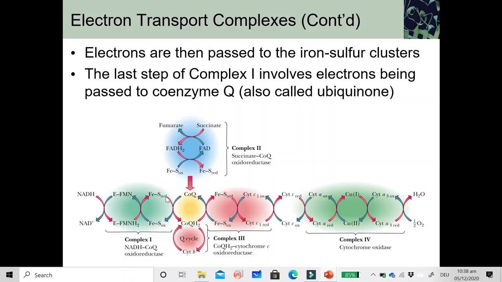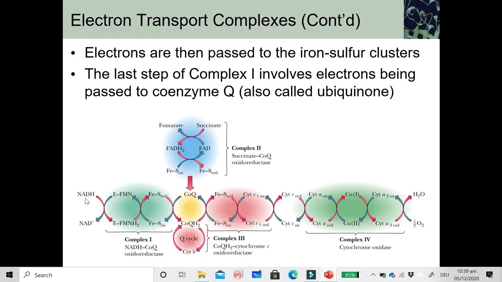Here you also, in complex 1, generate coenzyme Q as a result. So you can think of complex 1 and 2 as both increasing the pools of coenzyme Q, or ubiquinone, that is ultimately oxidized in complex 3.